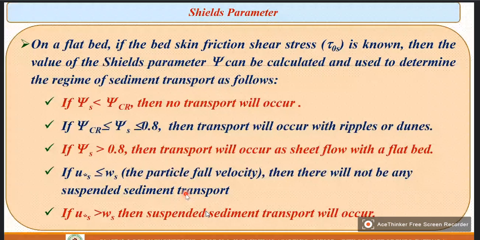So, these are the various possible ways in which the bed will be moving. Now, here I referred to ripples and dunes. So, what is a ripple? What is a dune? They are shown here.